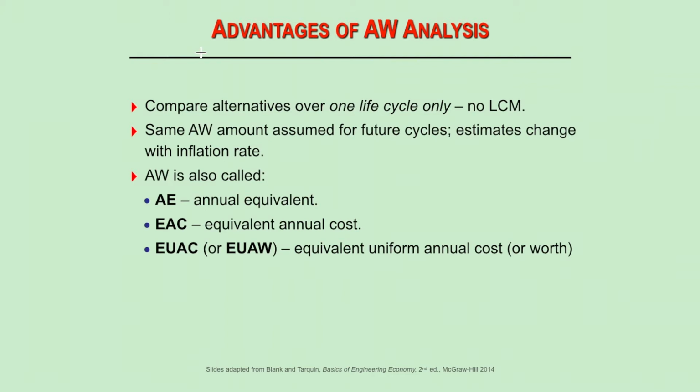Annual worth analysis can be applied over one life cycle only, unlike present worth analysis, which sometimes must be applied over multiple life cycles. The same annual worth amount can also be assumed for future cycles, which can be changed with inflation rate. Annual worth is also known by these other names, which include AE, which stands for annual equivalent, EAC, which stands for equivalent annual cost, and EUAC, which stands for equivalent uniform annual cost.